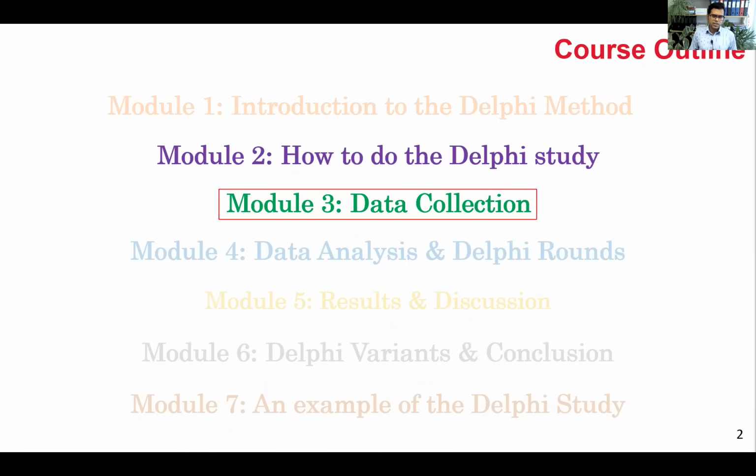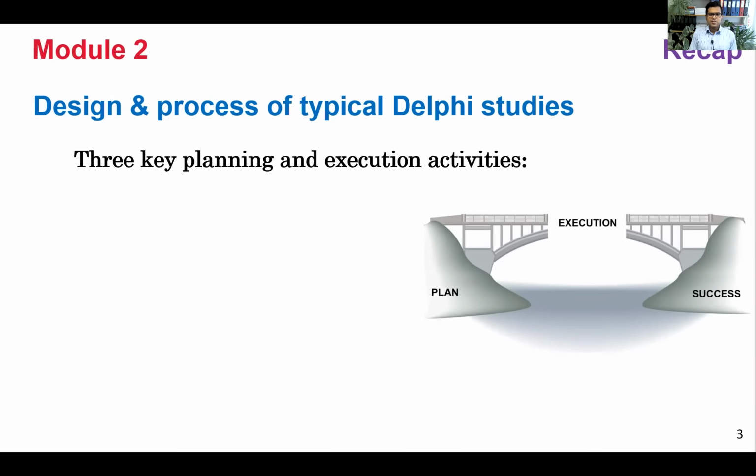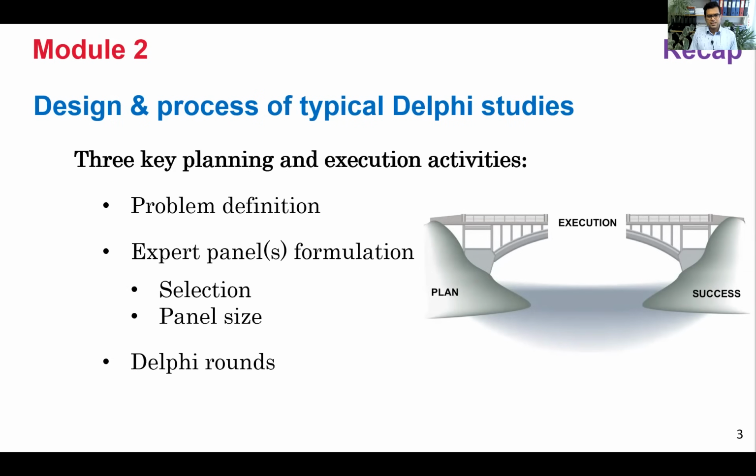Before digging deeper into those methods, let's recap module 2, where we started learning about conducting Delphi studies, mainly the design and process of a typical Delphi study. In module 2, we checked 3 planning and execution activities for such a study, namely problem definition, panel formulation, including selection and panel size, and Delphi rounds.